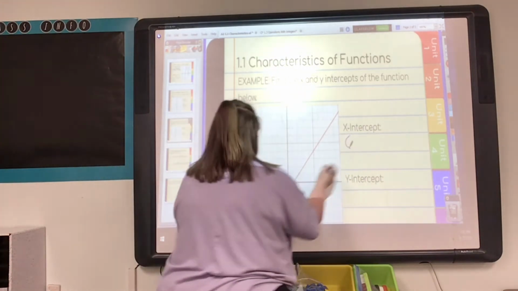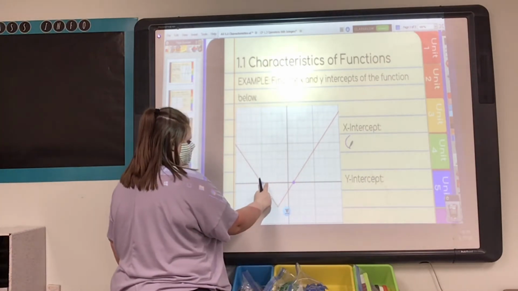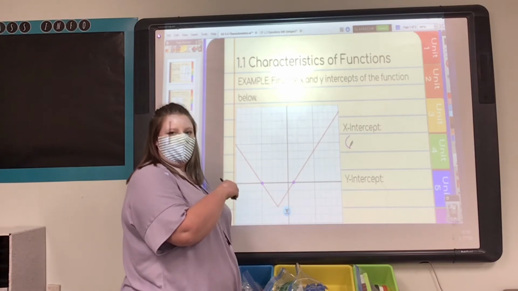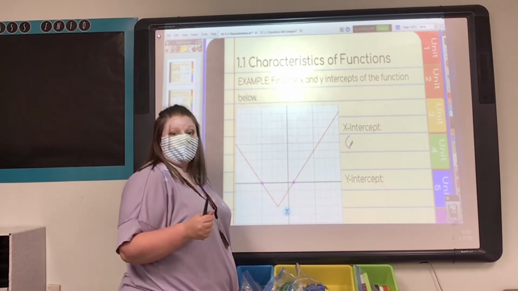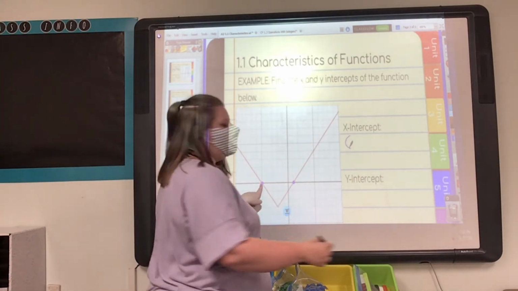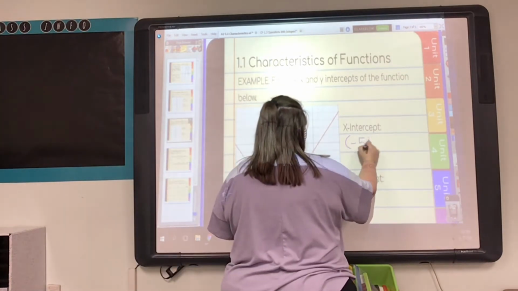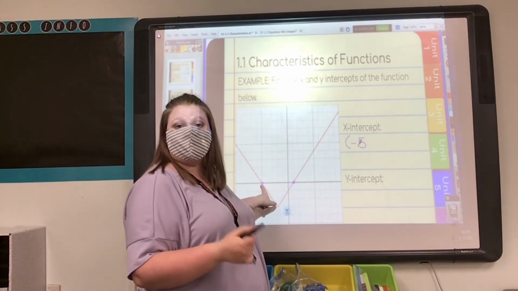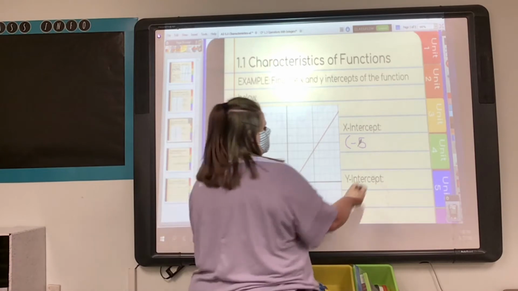So for the first one, this is 1, 2, 3, 4, 5 to the left. And I know it's kind of hard to see on the screen here. If you look at your notes, it might be a little easier for you to count it over. But we said it was 5 over to the left from the origin. So that x-coordinate is going to be -5. And then the y-coordinate for an x-intercept is always 0. So -5, 0.